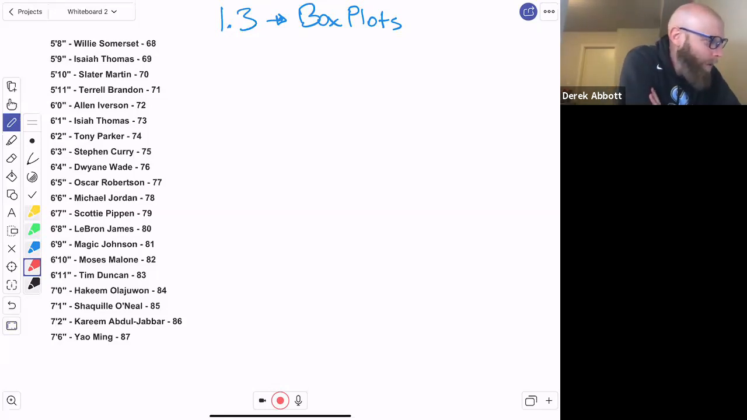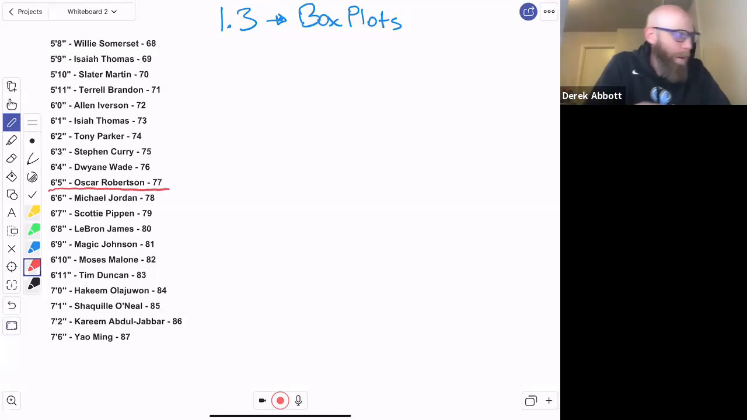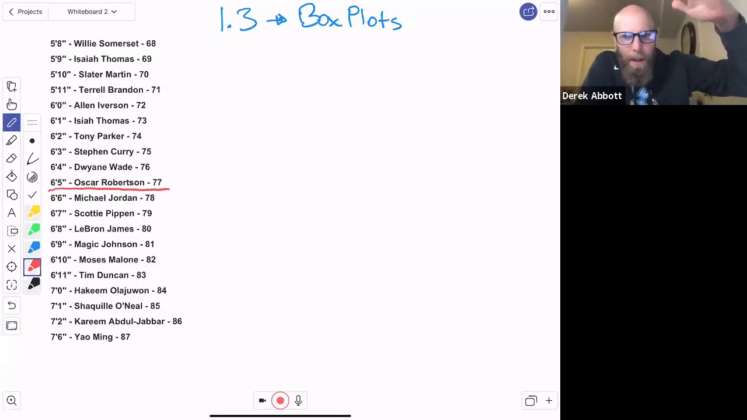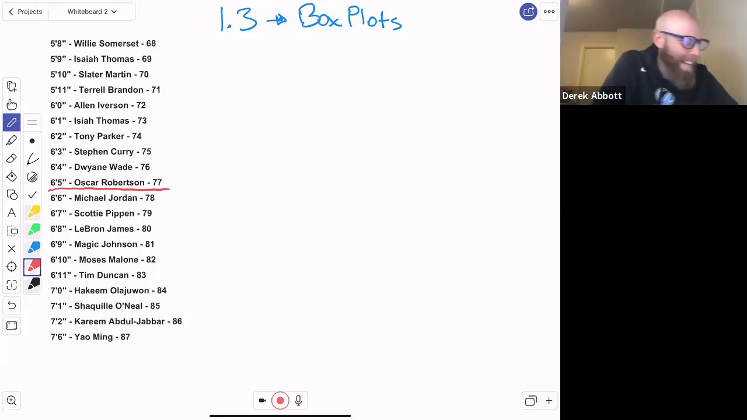1, 2, 3, 4, 5, 6, 7, 8, 9, 10. Oscar Robertson is the 10th player, making Michael Jordan the 11th player. So above Oscar Robertson there's 10 players, and below Michael Jordan there's 10 players. So the median of this data set is the average of the two middle values. Since there's two middle values, we average both of those, and there's your middle value. So it's going to be 77.5.